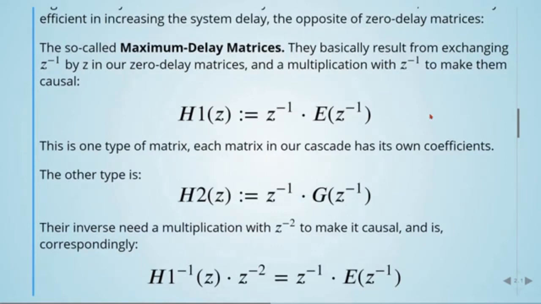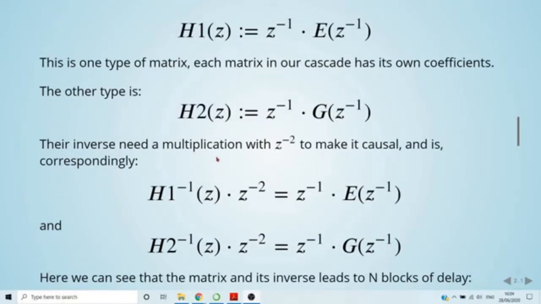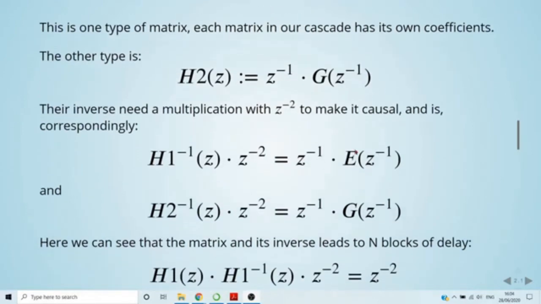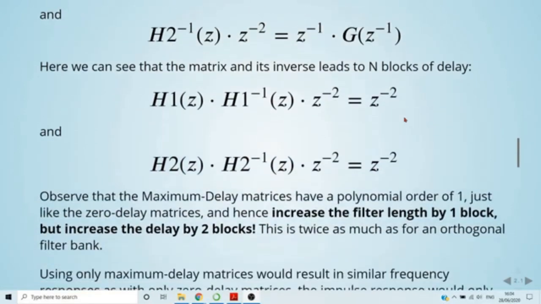This is one type of matrix. Each matrix in our cascade has its own coefficients. The other type is given here. Their inverse needs a multiplication with z to the power of minus 2 to make it causal, and is correspondingly this one here and this one here with the multiplication of z to the power of minus 2. Here we can see that the matrix and its inverse lead to n blocks of delay. So we have here and here.